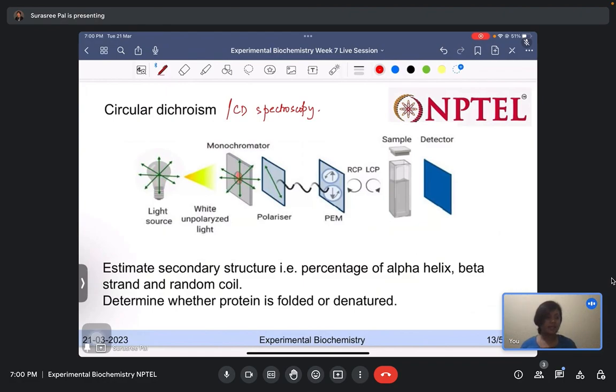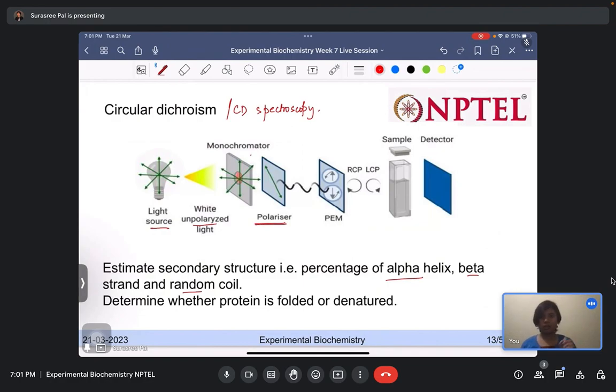What happens in circular dichroism is that we can estimate the percentage of secondary structure, that is the percentage of alpha helix, beta sheets and random coils in our protein of interest. So what is the principle of this circular dichroism? From the light source, white unpolarized light is passed through this polarizer and monochromator.